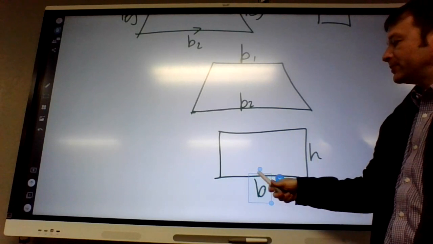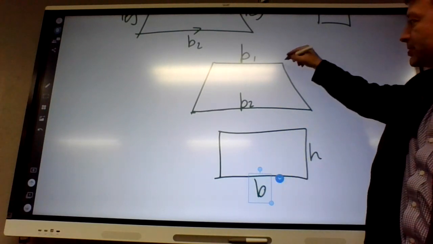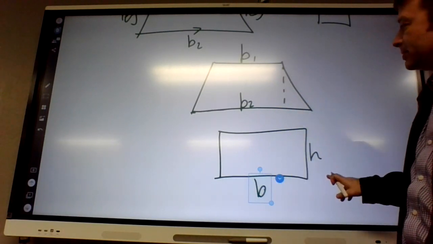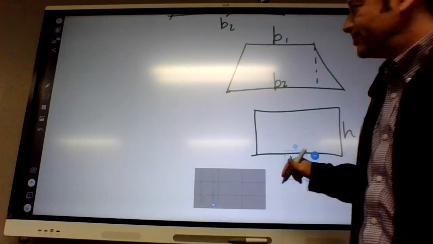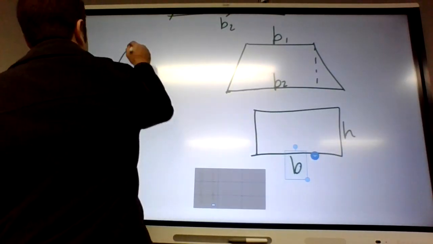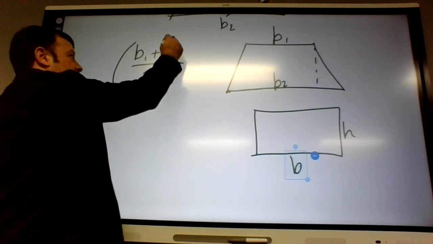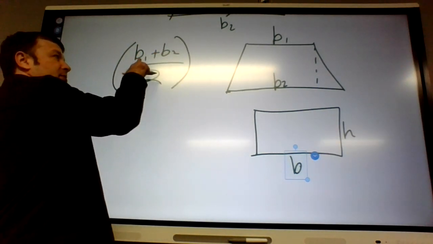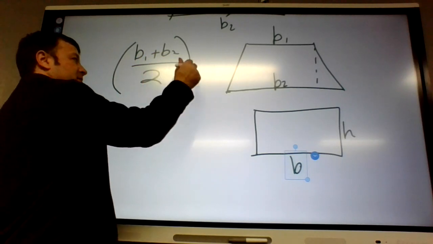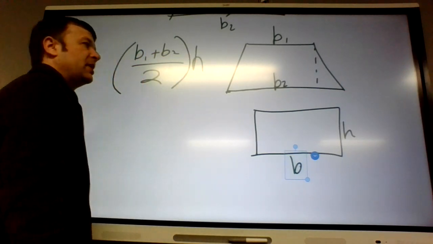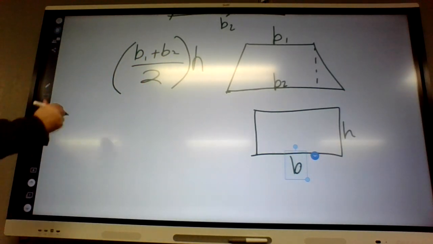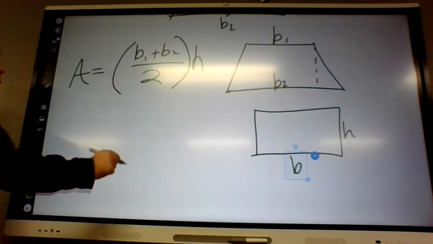Because it'd be in the middle of these two. And then the height would be the same as the height of the trapezoid. So instead of base times height, it's the average of the bases. That's how you average two numbers, right? Average of the bases times the height. So that's the area for a trapezoid.